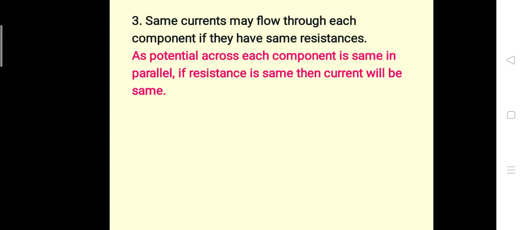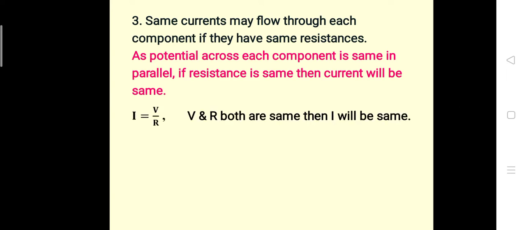Third point, same current may flow through each component if they have the same resistances. If all the resistances have the same value, then the same current will flow through them, because the voltage applied will be the same across all components since they are connected in parallel. As potential across each component is the same in parallel combination, if resistance is the same, then current will be the same. I is equal to V upon R. We know that V is the same for all. If R is the same, then I will be the same.